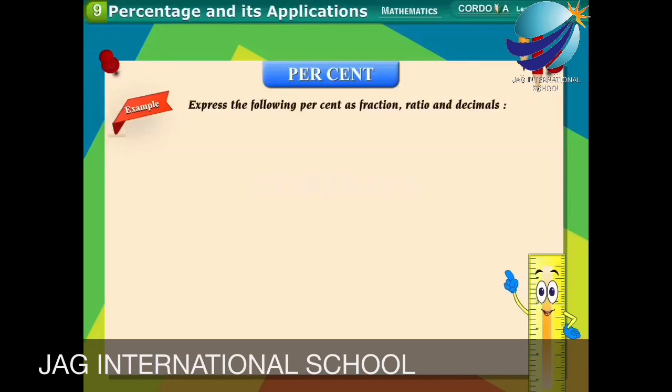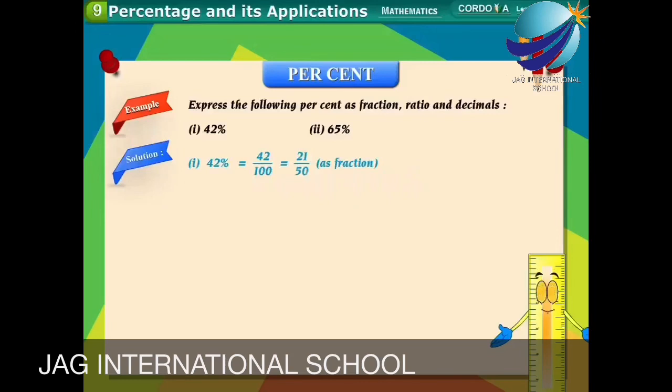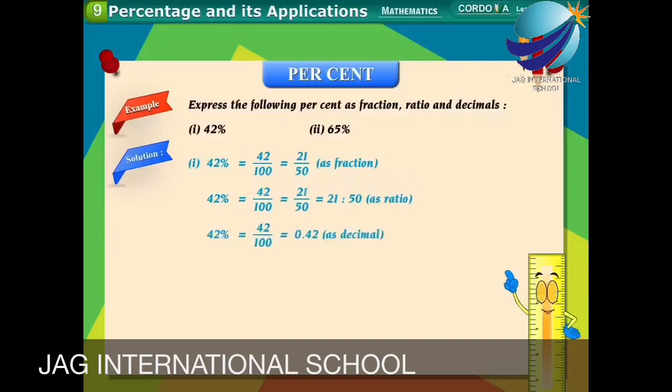Example. Express the following percent as fraction, ratio, and decimals. 42%, 65%. Solution. 42% is equal to 42 upon 100, which is equal to 21 upon 50 as fraction. 42% is equal to 42 upon 100, which is equal to 21 upon 50 is equal to 21 is to 50 as ratio. 42% is equal to 42 upon 100, which is equal to 0.42 as decimal.